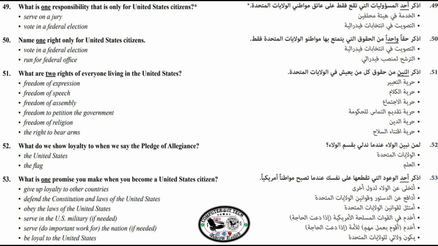What are 2 rights of everyone living in the United States? Freedom of expression. Freedom of speech. Freedom of assembly. Freedom to petition the government. Freedom of religion. The right to bear arms.